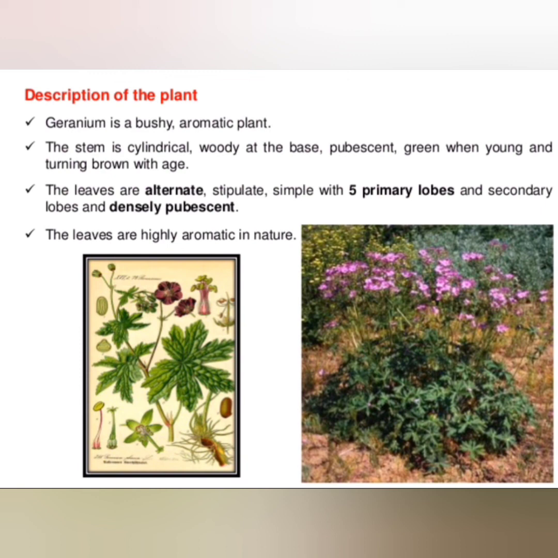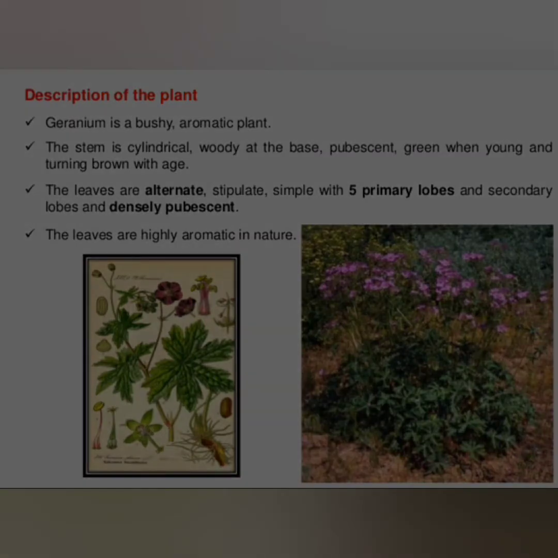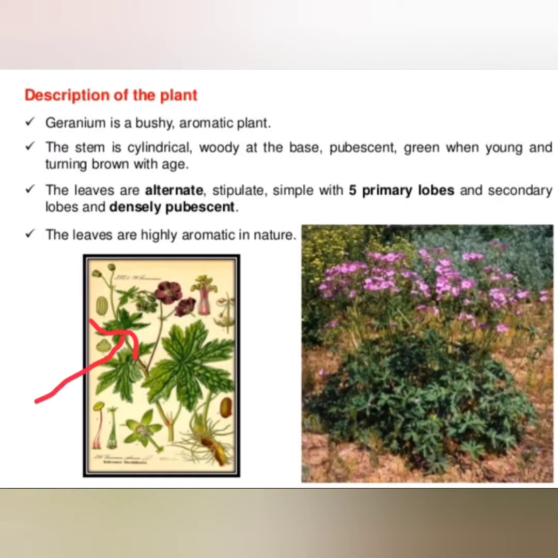You can see here in this figure, this geranium is a bushy aromatic plant. It is bushy, you can see in this figure too. And the stem of the plant is cylindrical, woody at the base, and pubescent, meaning it is covered with short soft hair. It is green when young, and it turns brown with age. So when the plant is still young, the stem is usually green, but it turns brown when the plant matures.